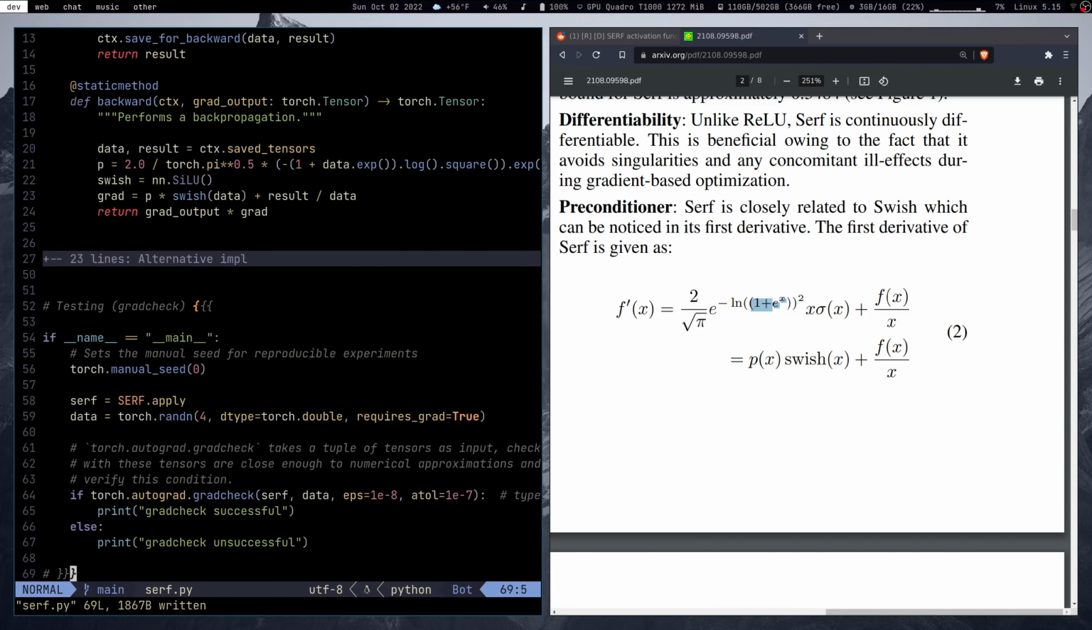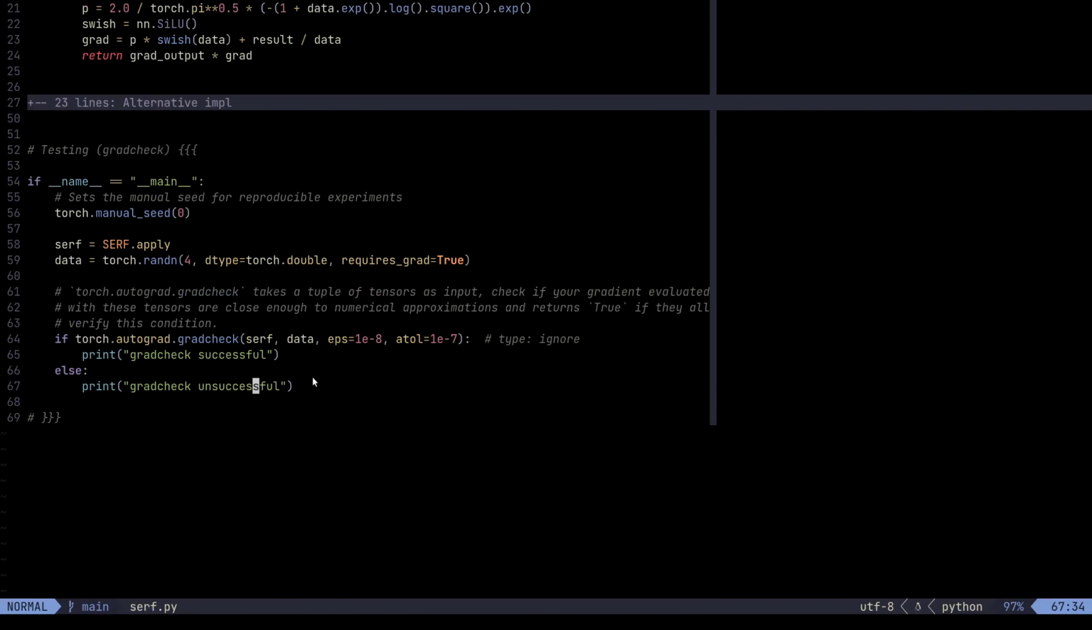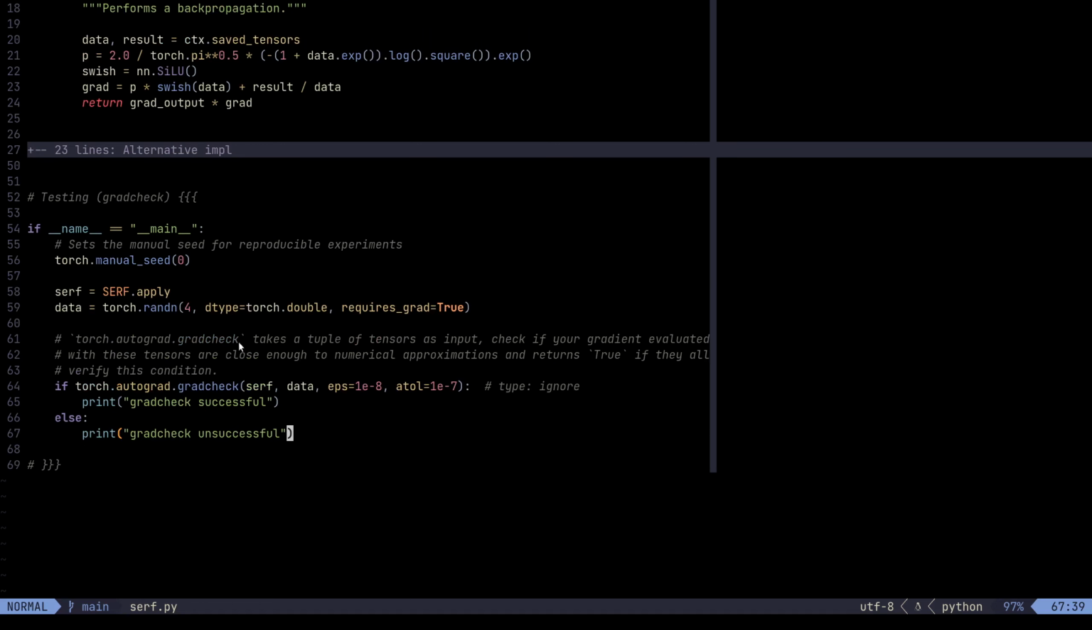Now for testing, we have the simple test here. Of course, in production, we would have to have more tests, right? But for this video, I think this is going to suffice. So for testing, we're going to do torch.autograd.gradcheck. It's a utility function provided by Torch. What gradcheck does is that it compares our gradient approximations to the numerical approximations. And if they're close enough, we're going to say that the gradcheck was successful.